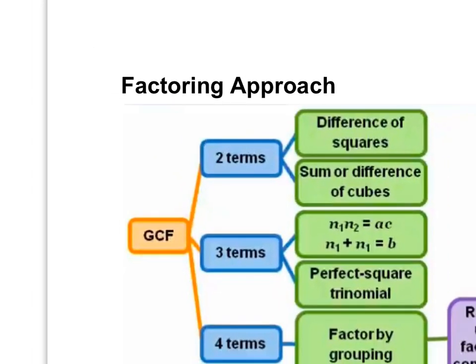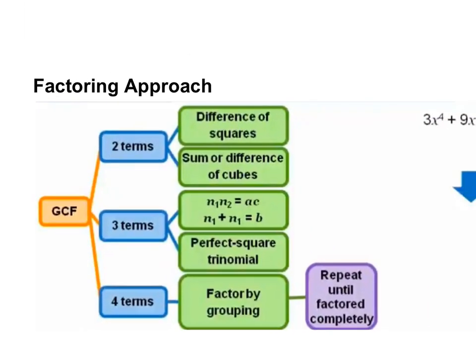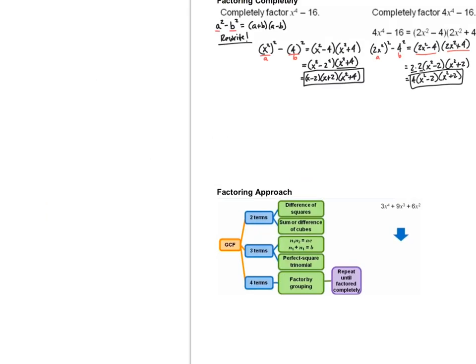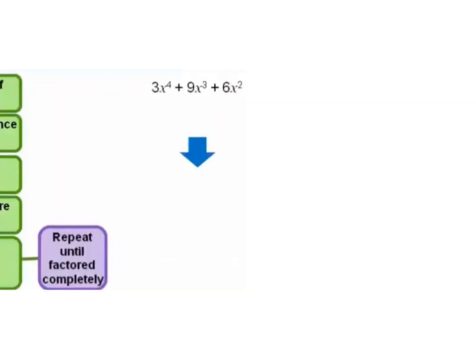Okay, so let's take a look back at what we had. We have the greatest common factor. You have 2 terms, 3 terms, or 4 terms in your polynomial. You have difference of squares, difference of cubes. You have the box method or the X method. You have a perfect square trinomial, or you can factor by grouping, and then you repeat that until you are factored completely. So the last question I want to do is this one here.